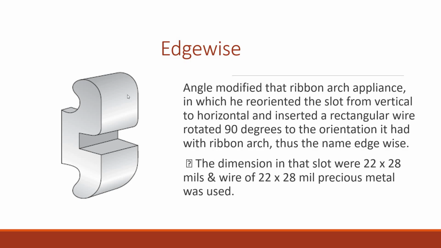Here you see a later Angle modification of the ribbon arch appliance, in which he reoriented the slot from vertical to horizontal and inserted a rectangular wire rotated 90 degrees to the orientation it had with the ribbon arch, thus the name edgewise. The dimension of the slot was 22 mils, or 28 mil precious metal was used.